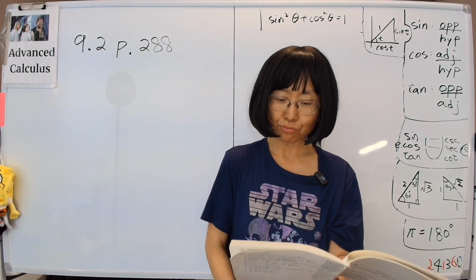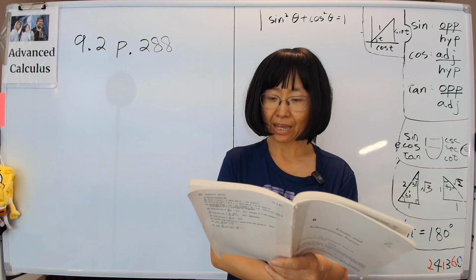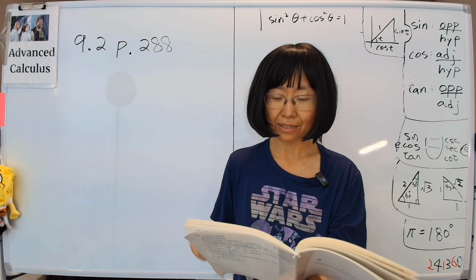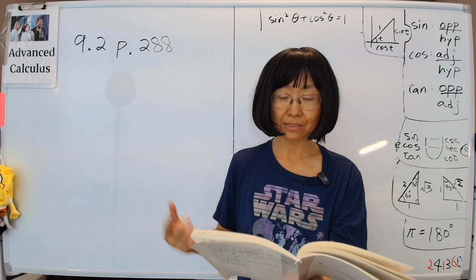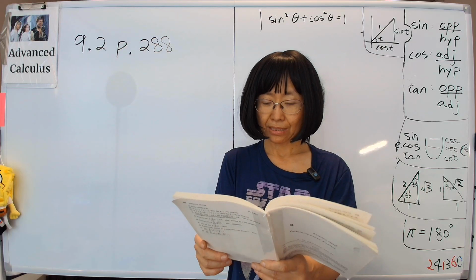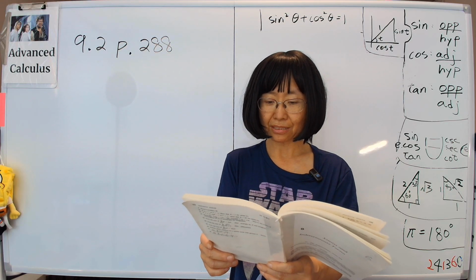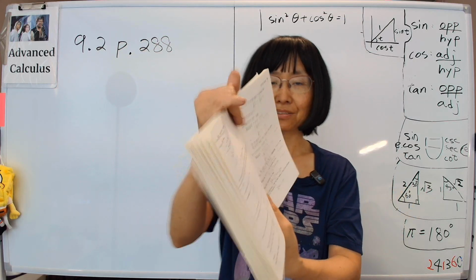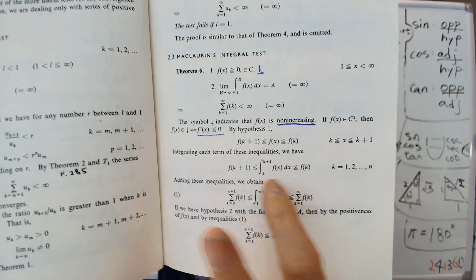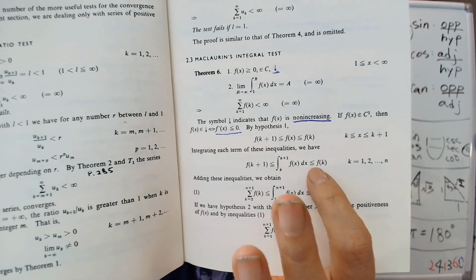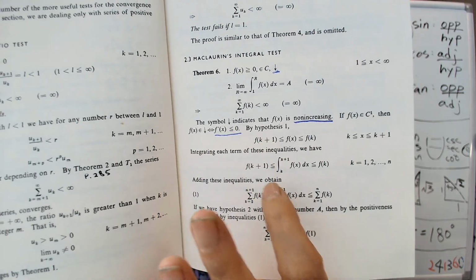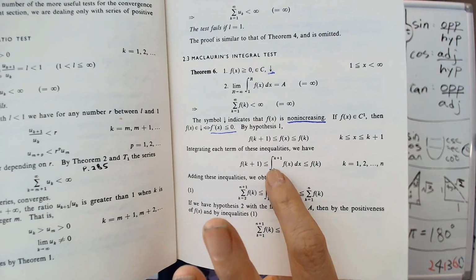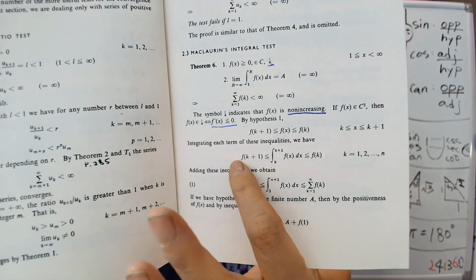Now by hypothesis 1, f of k plus 1 is going to be less than f of k, given that f is decreasing. So f of k plus 1 is less than f of x, which is less than f of k. And then the next step we're going to do is integrate all terms. These two are actually constants with respect to x. We're integrating from k to k plus 1, so we get this thing back here and here, and just stick the integral sign in there. So we got this far.